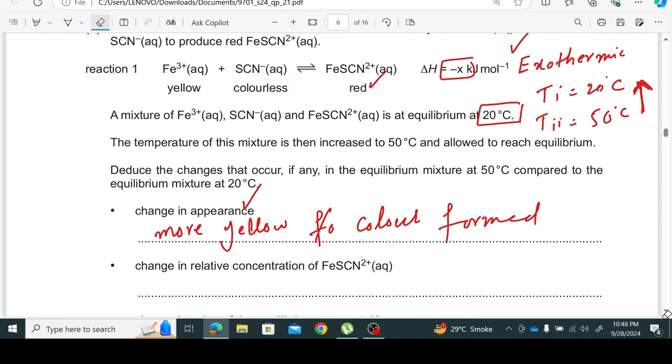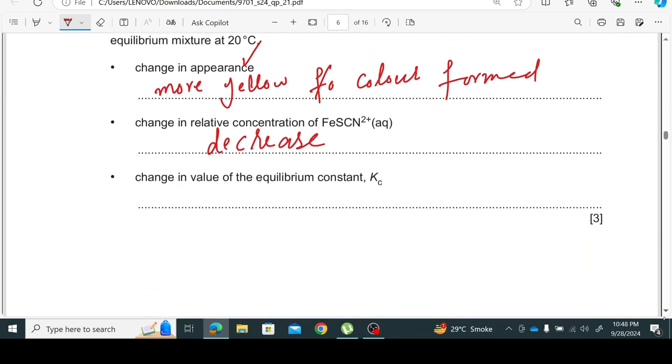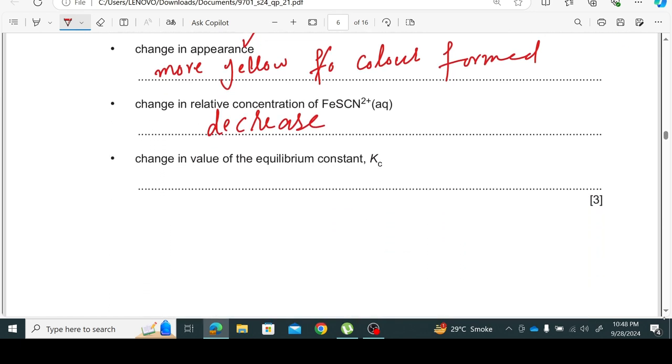It is common sense. When your equilibrium is shifting to the left hand side, it means the change in concentration will decrease. Okay, because it is shifting to the left hand side, the relative concentration of SCN- will decrease. Understand? Next, the change in value of the equilibrium constant.